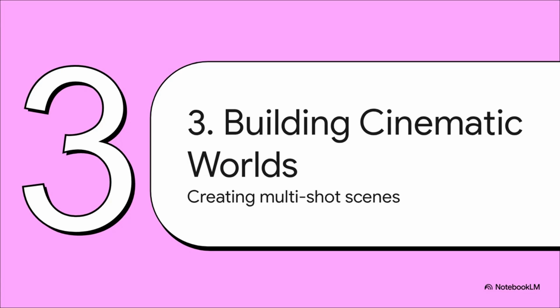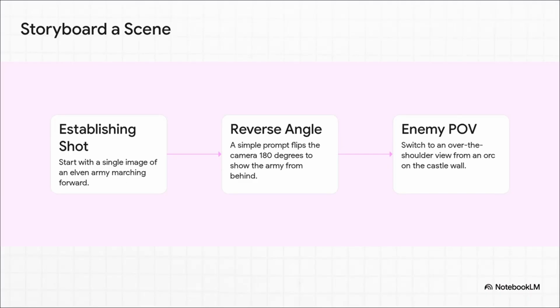So if you can control the character and you can direct the camera, what happens when you put all that together? Well, you can start building entire narrative scenes, all starting from just one single picture. Check this out. You start with one image, an army of elves. Prompt 1, show the army from behind. The camera instantly flips, and now you're right there with them, marching towards a castle. Prompt 2, switch to an over-the-shoulder view from an enemy orc on the castle wall.